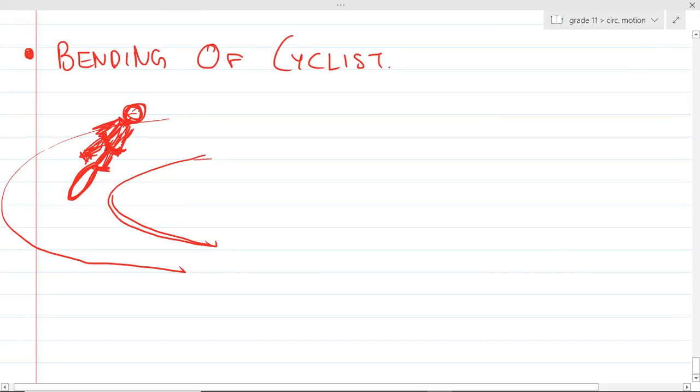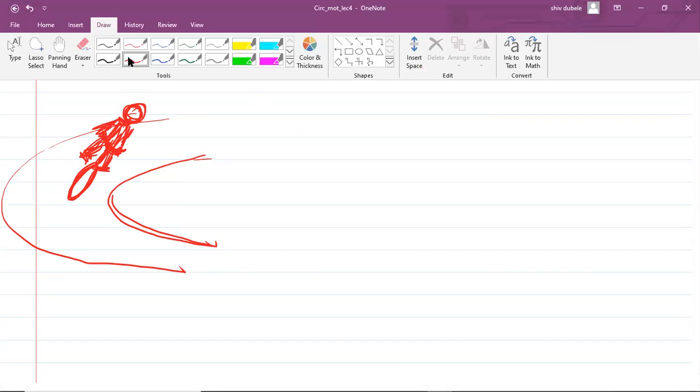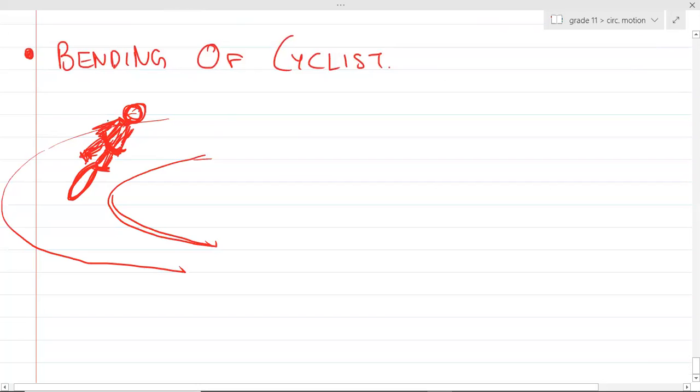So you understood, right? Guys, everyone understood? So basically, this is the bending of cyclist. Whenever a cyclist is taking a turn, he bends by a certain angle. So can you see, if this was the axis of the cycle, then the cyclist bent by an angle theta. Yes or no, guys? Now the question is, what is the safe speed for the cyclist to bend?